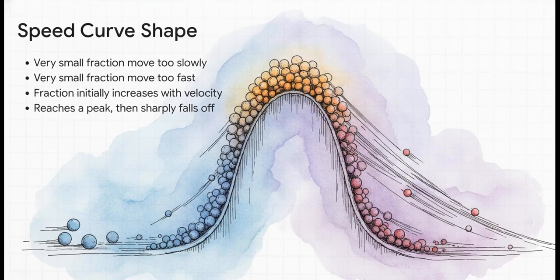Think of it kind of like a massive microscopic highway. According to the notes, a very small fraction of molecules are moving way too slowly. You know, the grandmas in the slow lane. And another very small fraction are moving way too fast, the reckless speeders. But as you move up from those slow speeds, the fraction of molecules initially increases with velocity. It hits this massive peak right in the middle, and then it sharply falls off. The vast majority of particles just clump together right there in the middle, cruising at a very similar, average highway speed.